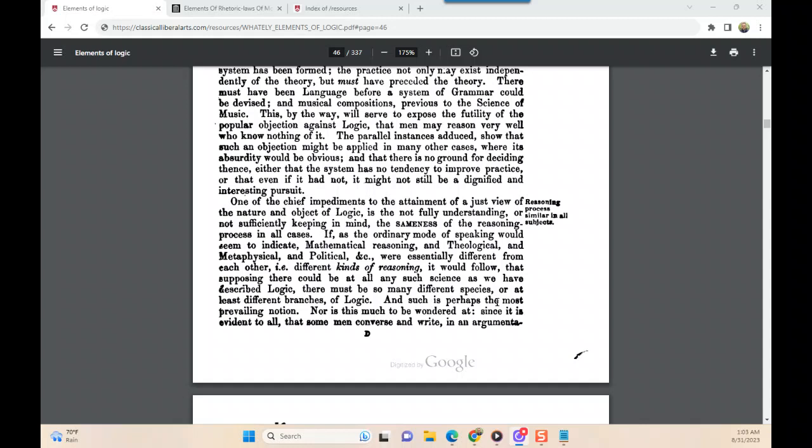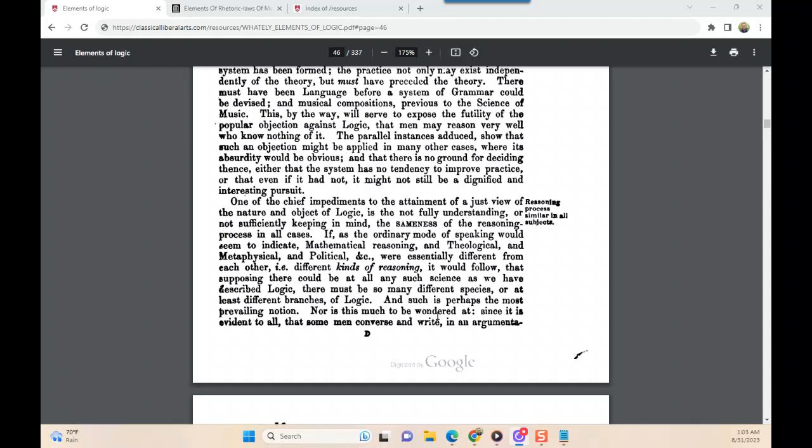This is perhaps the most prevailing notion. People think that if you are able to reason in one area, you're not able to reason in another, but only the experts in those areas can speak about those subjects, but that's not true.